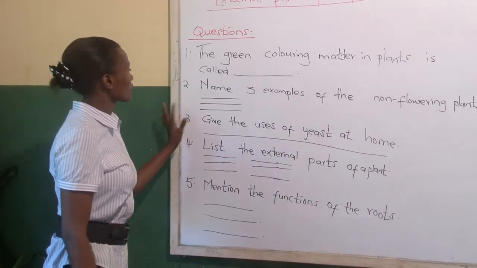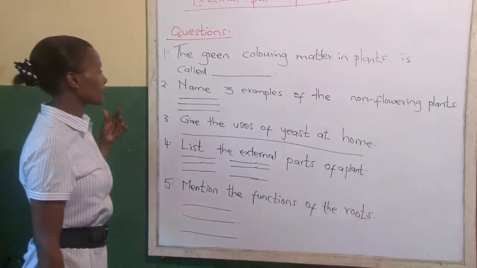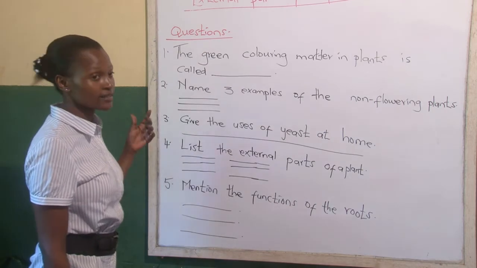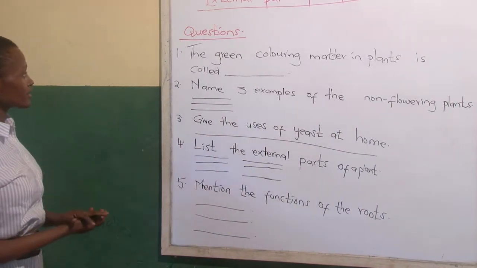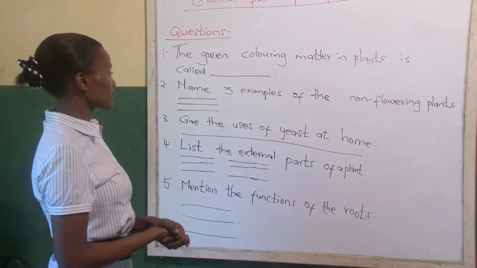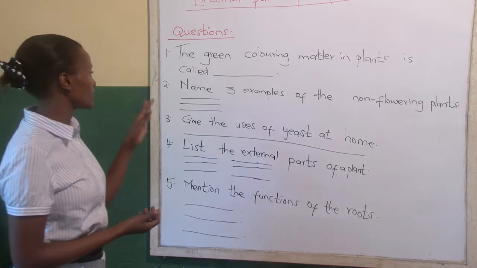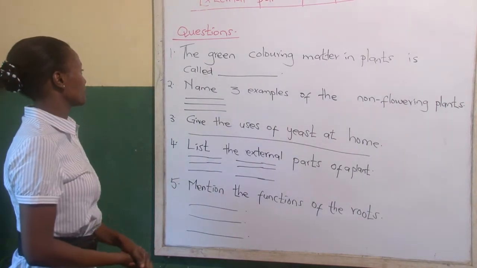These are some questions that are going to help you remind yourself of what you learned through the lesson. The first question is: the green coloring matter in plants is called dash. You are asked to give the name given to the green coloring matter in plants.